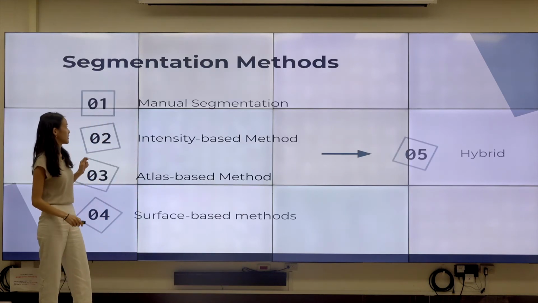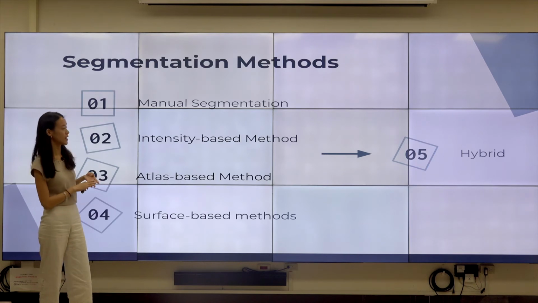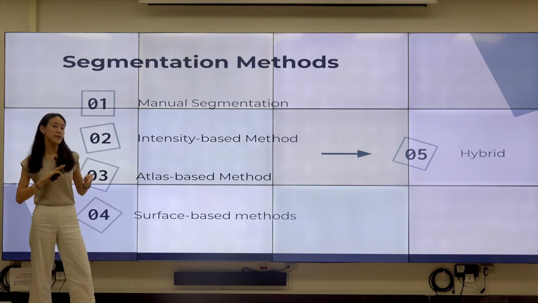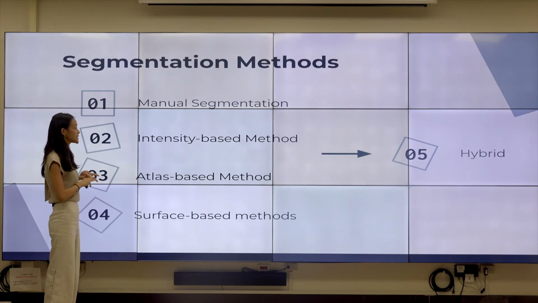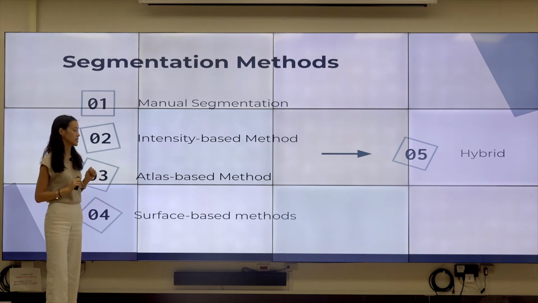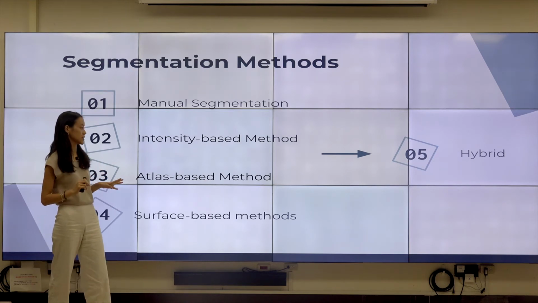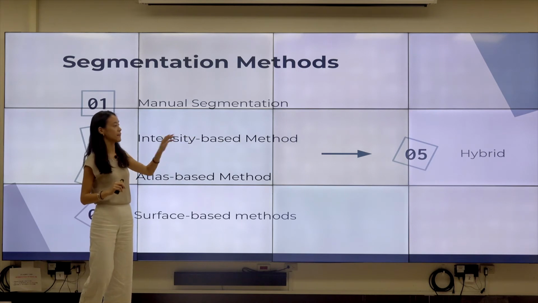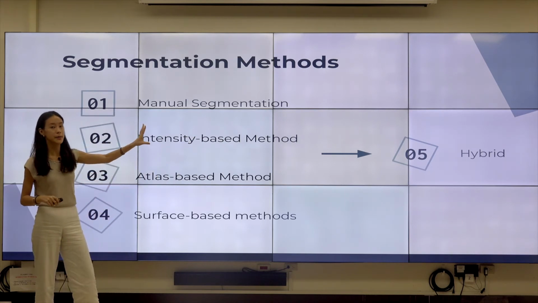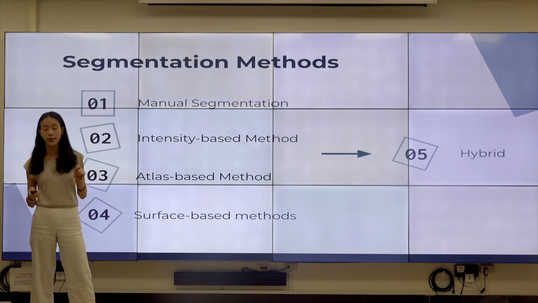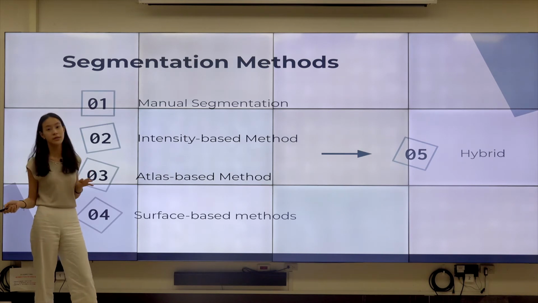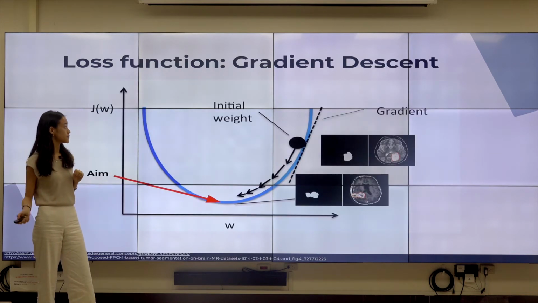So the segmentation methods include actually four that are commonly seen. First one is manual segmentation. The second one is the intensity-based method. Third is the atlas-based method. The fourth one is the surface-based method. And a lot of times we have a fifth, which is basically a hybrid of some of these, which we will be going over later in the fourth section of this lecture.